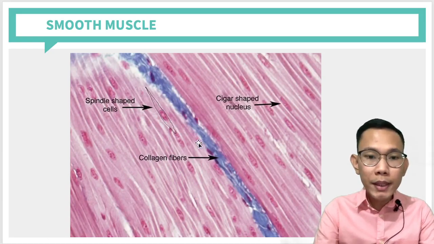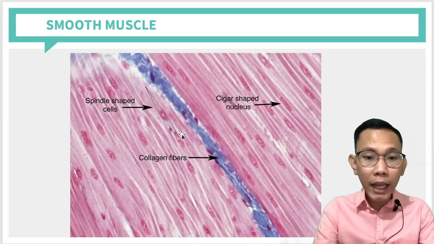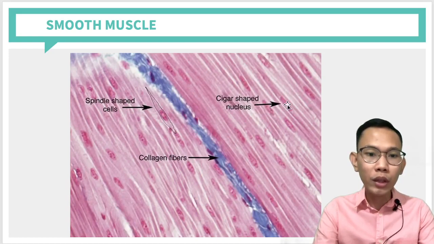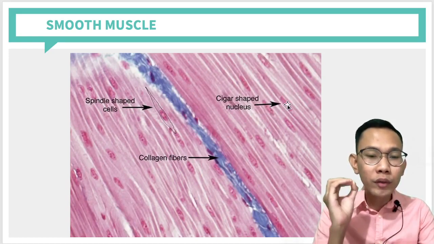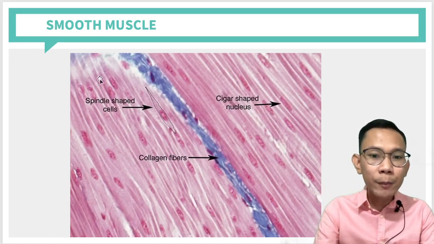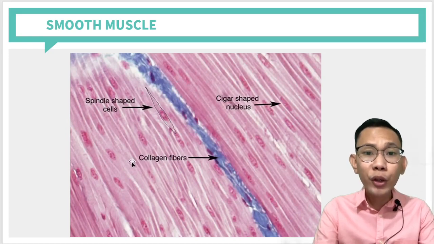Again, as you can see, your spindle-shaped cells are fusiform shaped, with tapering at the ends, and you have a single centrally located nucleus. Again, as you can see, a cigar-shaped nucleus. So this is the basic structure of your smooth muscle, and as you can see, there are no striations.